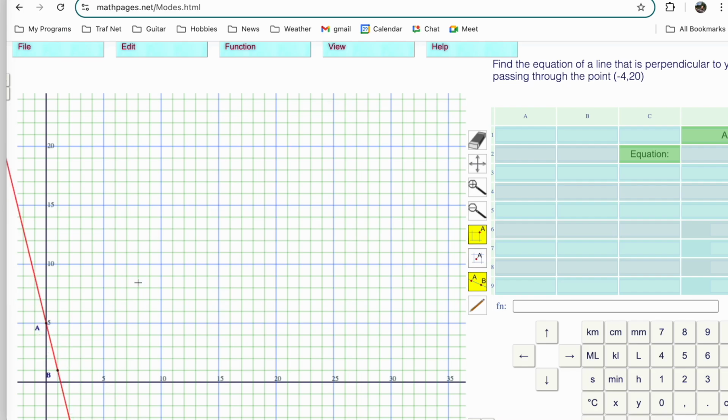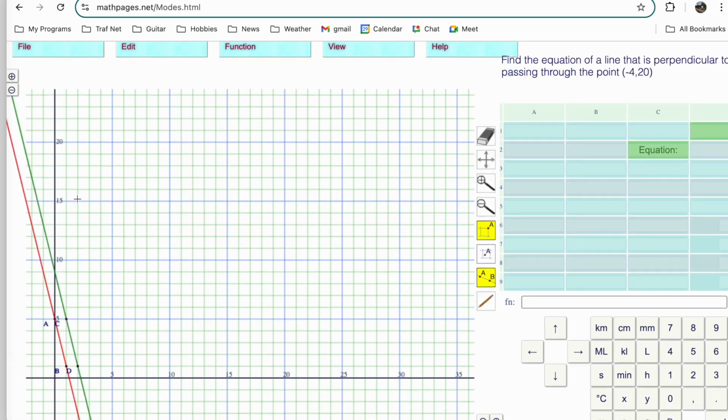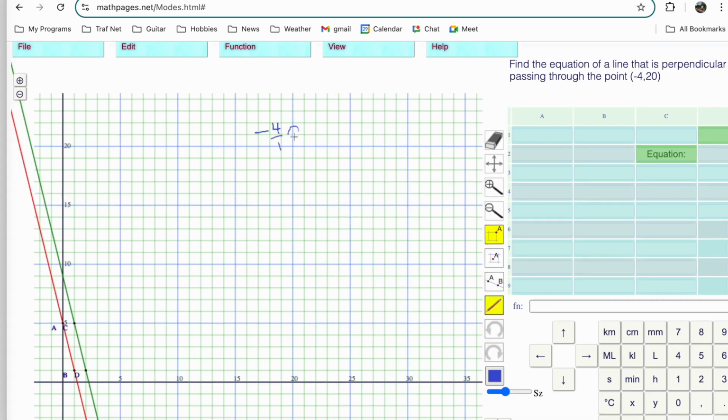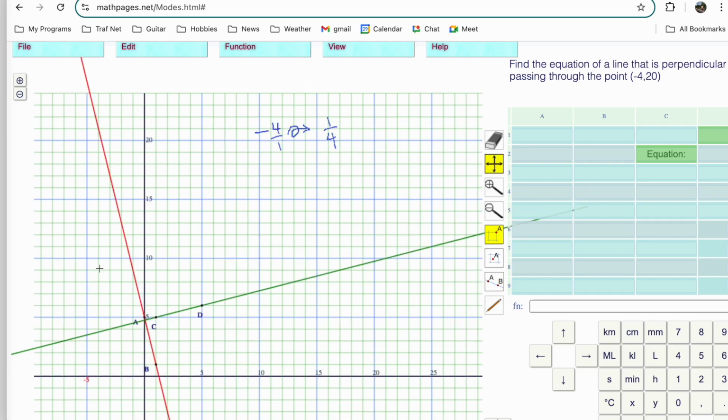1, 2, 3, 4. A line that is perpendicular to that is going to have a slope that is the negative reciprocal of negative 4. Instead of being negative 4 over 1, it's going to flip and change sign. It's going to become positive 1 over 4. The delta x is 4 and the delta y is 1. Notice these lines are perpendicular. Now all we have to do is make sure it goes through the point negative 4, 20. Here's negative 4, 20, right about there. So we're just going to drag the whole thing so the C point goes through negative 4, 20 like that.